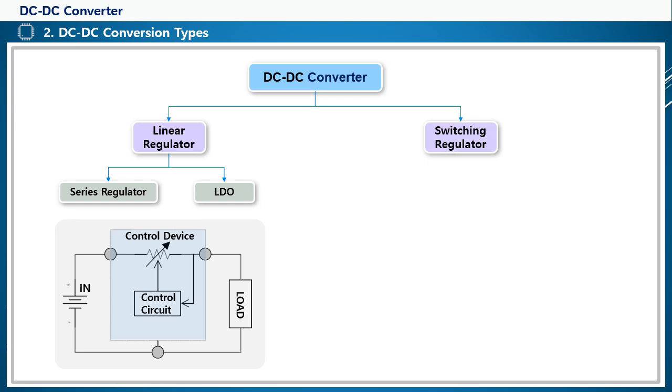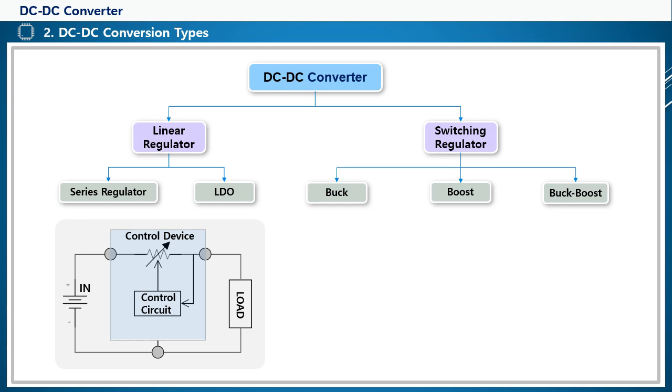LDO is an abbreviation for low dropout. It is a linear regulator that operates even at low input-output potential differences, and its basic structure is the same as a series regulator. The input-output voltage difference of the series regulator is at least 2 volts, while the LDO has a characteristic of less than 1 volt. For example, if a 3.3 volt output voltage is required from a 5 volt input, the series regulator cannot generate 3.3 volts, so an LDO with a low input-output voltage difference is required.